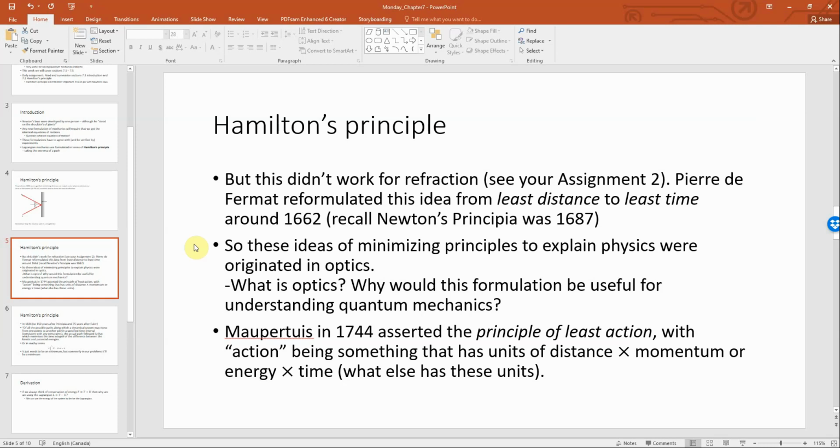There's also this other French philosopher and scientist, Maupertuis, in 1744. So this is 80 years after. Instead of asserting this idea of least time, he asserted the principle of least action, where when he came up with this formalism, this action happened to have units of distance times momentum or energy times time. So what else has these units?